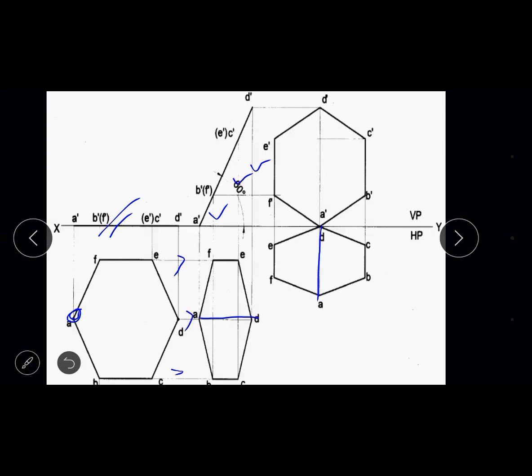Next, you can draw this line DA as a vertical line. So let's mark that as one. Just mark.